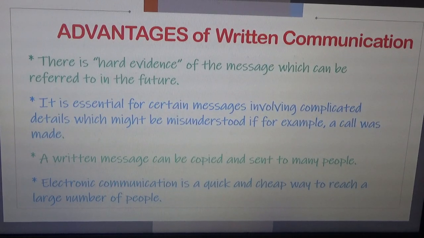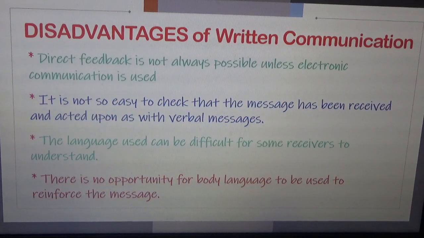The next advantage is a written message can be copied and sent to many people. This could be more efficient than telephoning all of those people to give them the message verbally. And lastly, the last advantage is that electronic communication is a quick and cheap way to reach a large number of people. We have also the disadvantages of written communication.